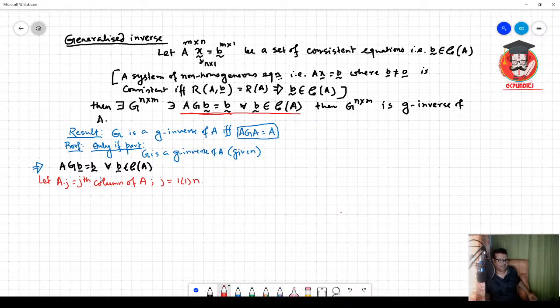That means b tilde can be written as a linear combination of the columns of A, or the basis of the column space of A. So if I take b tilde equal to A dot j, this implies AGA dot j equal to A dot j. Okay.